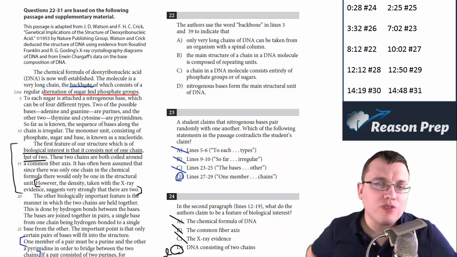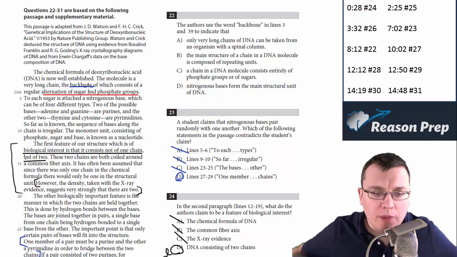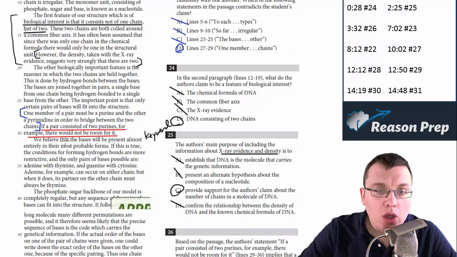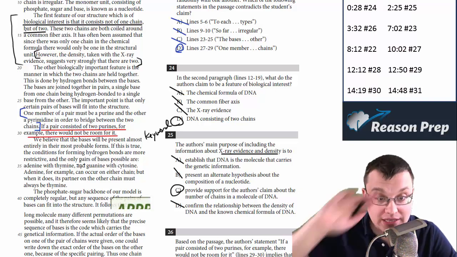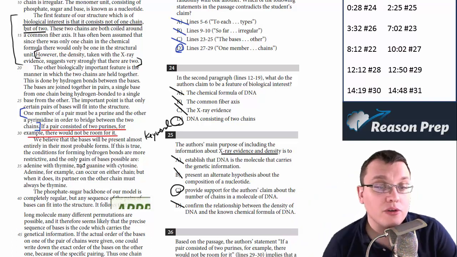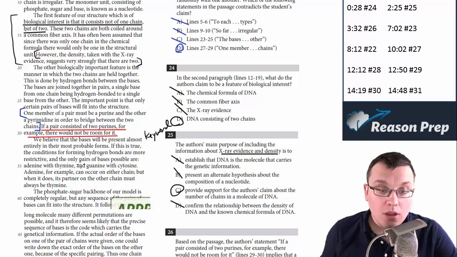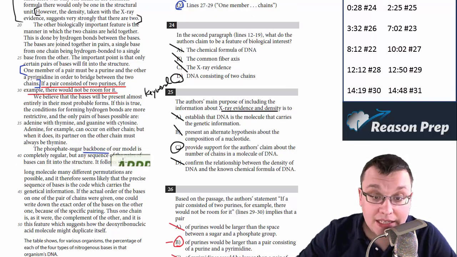Well, backbone is to describe the chains of the molecule. So let's see where they go with backbone later. We believe that the bases will be present almost entirely in their most probable forms. If this is true, the conditions for forming hydrogen bonds are more restrictive, and the only pairs of bases possible are adenine with thymine and guanine with cytosine. Adenine, for example, can occur on either chain, but when it does, its partner on the other chain must always be thymine. The phosphate sugar backbone of our model is completely regular, but any sequence of the pairs of bases can fit into the structure.